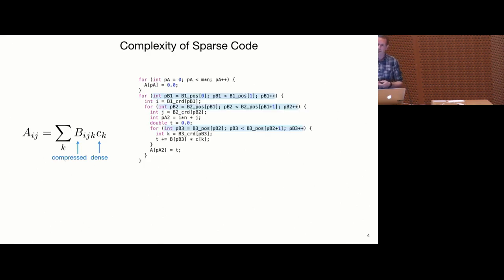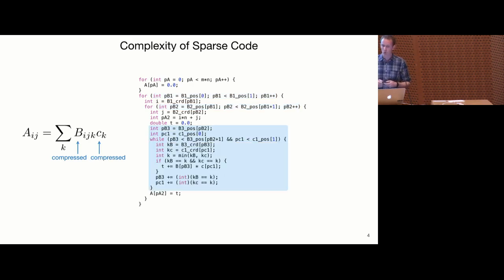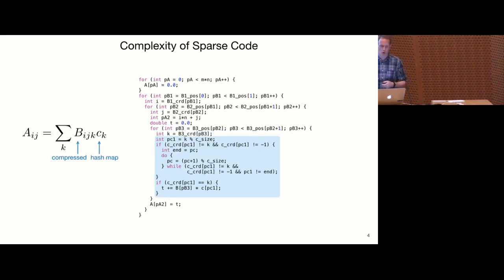If the tensor is stored in a compressed data structure, the code gets a little bit more complicated, where you have to iterate through these compressed data structures. If you compress the vector as well, you get more complicated code where you have to iterate over the intersection between the last row of B and this vector. So now you have to do a little bit more work. And if the vector is a hash map, you have to essentially do a lookup in the hash map. So you get very different code depending on the data structures of these vectors.